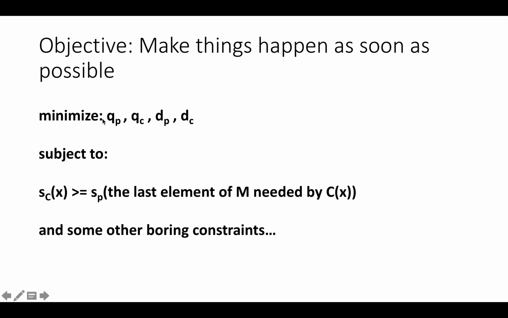So we want to minimize the rates at which statements execute, and we want to minimize their delays, subject to the constraint that an iteration of the consumer loop cannot start until the producer of the last element of the memory needed by CX has finished. And there's also some boring constraints that normalize so that things don't start before time equal to 0 and so on. But basically, we want to minimize rates and delays, subject to every single operation happening after all of the data it needs has been produced.